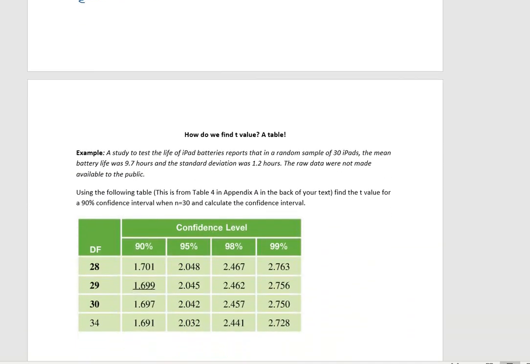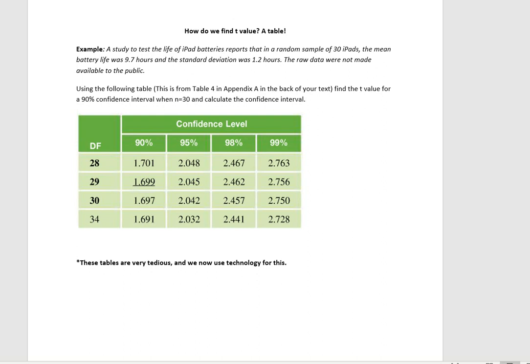So how do we find the t-value? We use a table. Note, however, that this is super tedious, and now we use technology. You guys are super lucky; I didn't get to use technology, I had to use a book. So, for example, a study to test the life of iPad batteries reports that in a random sample of 30 iPads, the mean battery life was 9.7 hours, with a standard deviation of 1.2 hours. The raw data was not made available to the public, so we don't know what the actual population was, we just know the random sample.